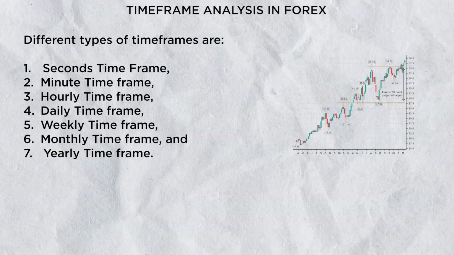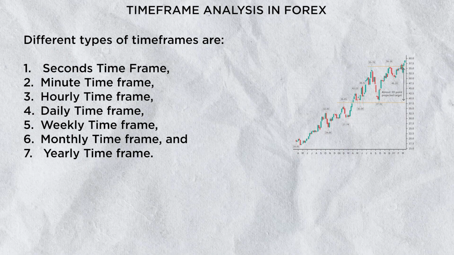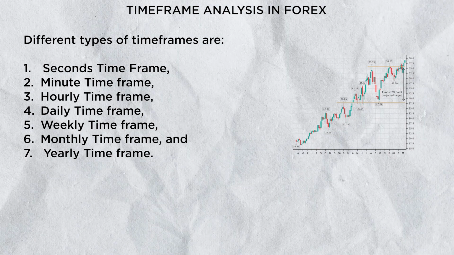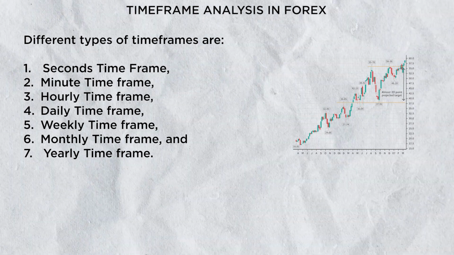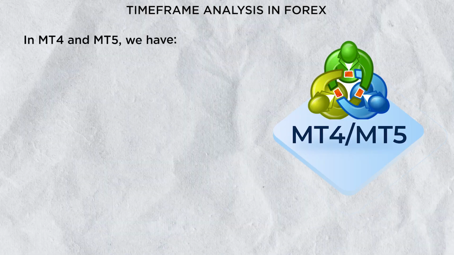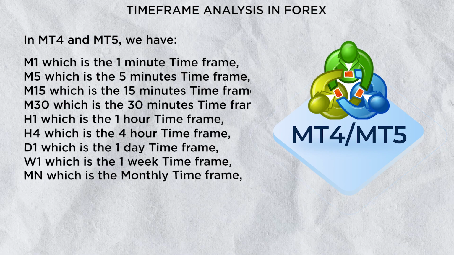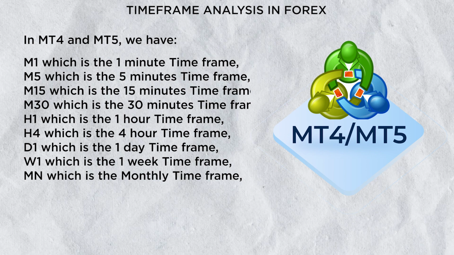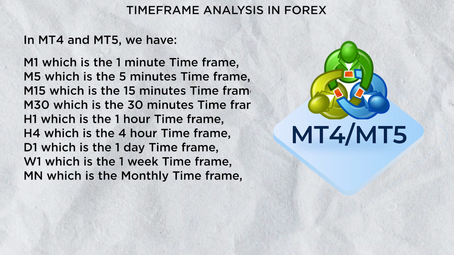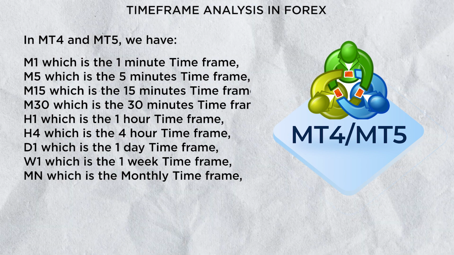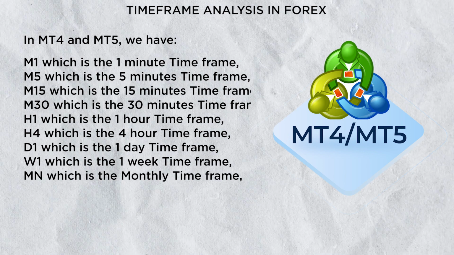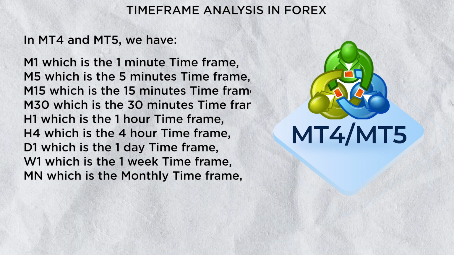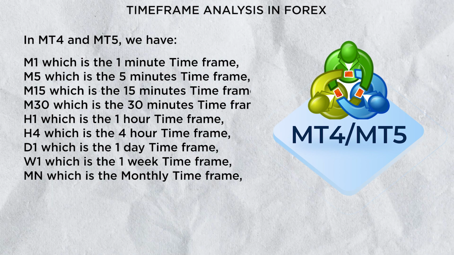Different types of time frames are seconds, minute, hourly, daily, weekly, monthly, and yearly time frames. In MT4 and MT5, we have M1, which is the 1-minute time frame, M5, the 5-minute time frame, M15, the 15-minute time frame, M30, the 30-minute time frame, H1, the 1-hour time frame, H4, the 4-hour time frame, D1, the 1-day time frame, W1, the 1-week time frame, and MN, the monthly time frame.